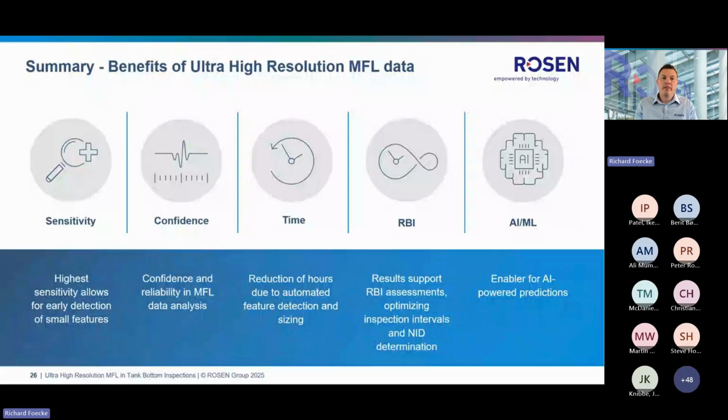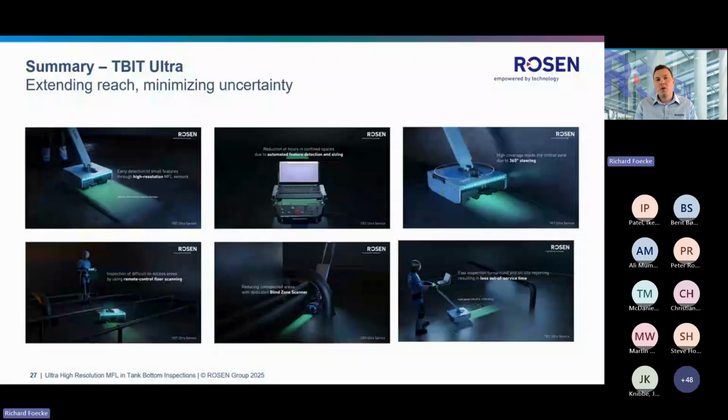So the TBIT Ultra actually combines a lot of these parameters. It inherits the high-resolution MFL sensors. The software is automated to a high extent. We have a 360-degree steering to scan along the tank shell to minimize the blind zones there. We have the possibility to operate in remote control when heating coils are present. We also have a little brother of the TBIT, the so-called blind zone scanner, which can be used in areas where the TBIT is too big, to cover as much as possible of the surface of a tank. In the end, all of that guarantees less out of service time of your asset.